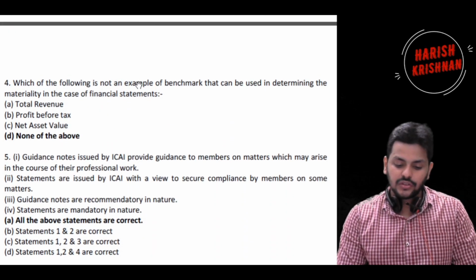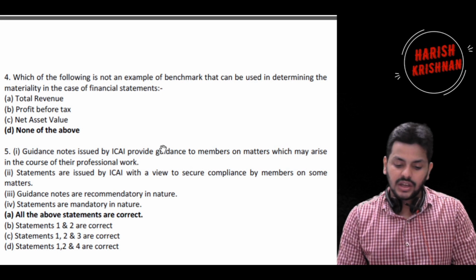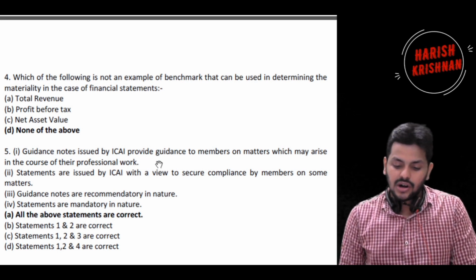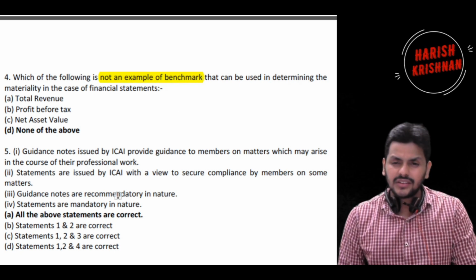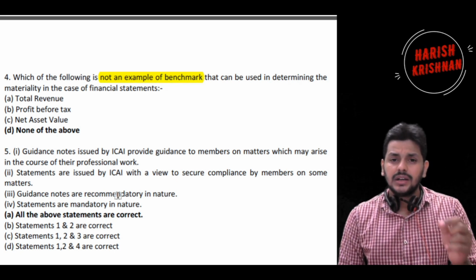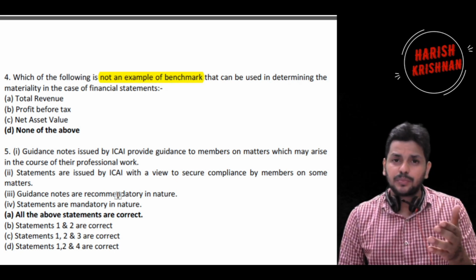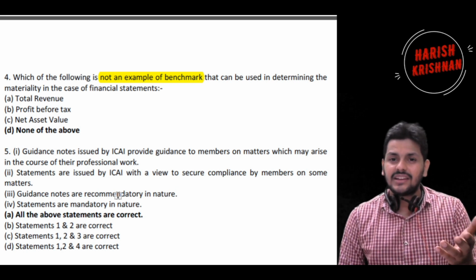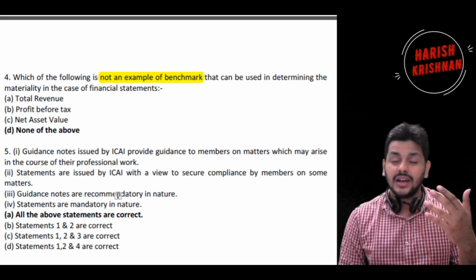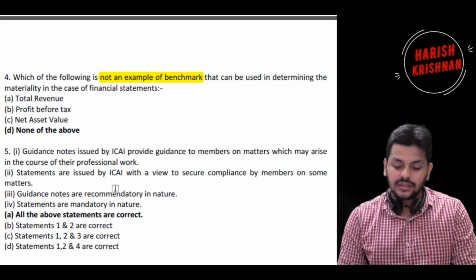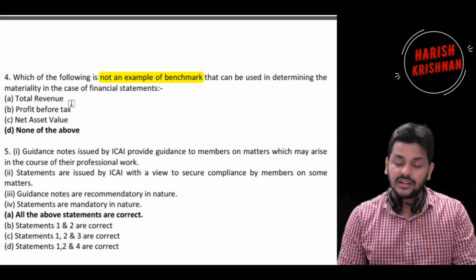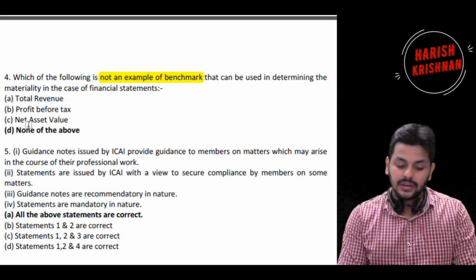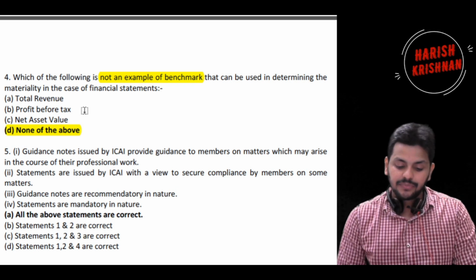Let us now move on to question number 4, wherein we are talking about which of the following is not an example of benchmark. Not an example. That's a definition straight out of the book. You can take dash percentage of dash. In the second dash, you can fill profit before tax, total revenues, total expenses, total assets. You can take different things. And in the options that are given to you, total revenue, profit before tax, net asset value, you can take all of them. So the answer is none of the above.